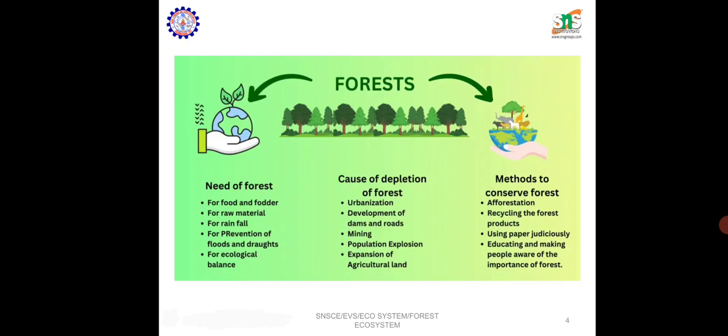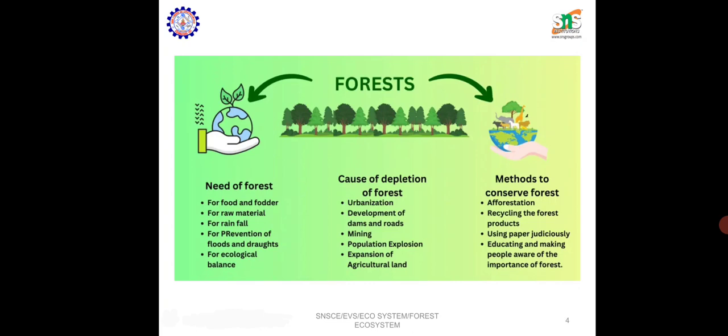So this is the picture of forest ecosystem. So what would be the need of forest? For food and fodder, for raw materials, for rainfall, for prevention of flood and drought, and for ecological balance, that is the need of the forest. And what would be the causes of depletion of forest? That is urbanization, the development of dams and roads, mining, population explosion, and expansion of agricultural land.